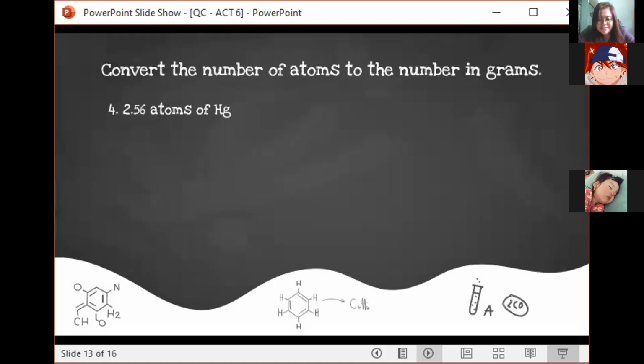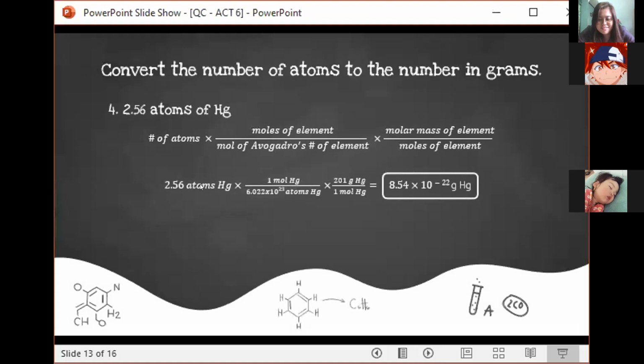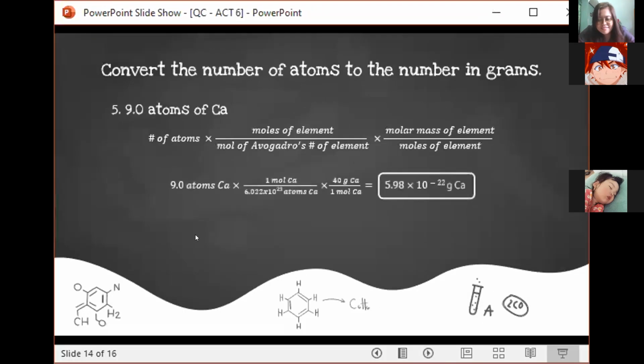Number 4 is 2.56 atoms of mercury. So that's 2.56 atoms of mercury times 201 grams of mercury divided by the Avogadro's number. That's 8.54 times 10 raised to negative 22 grams of mercury. So last number natin is the 9 atoms of calcium. So 9 atoms of calcium, multiply natin sa kanyang molar mass, that's 40 grams calcium divided by the Avogadro's number, that's 5.98 times 10 raised to negative 22 grams of calcium.